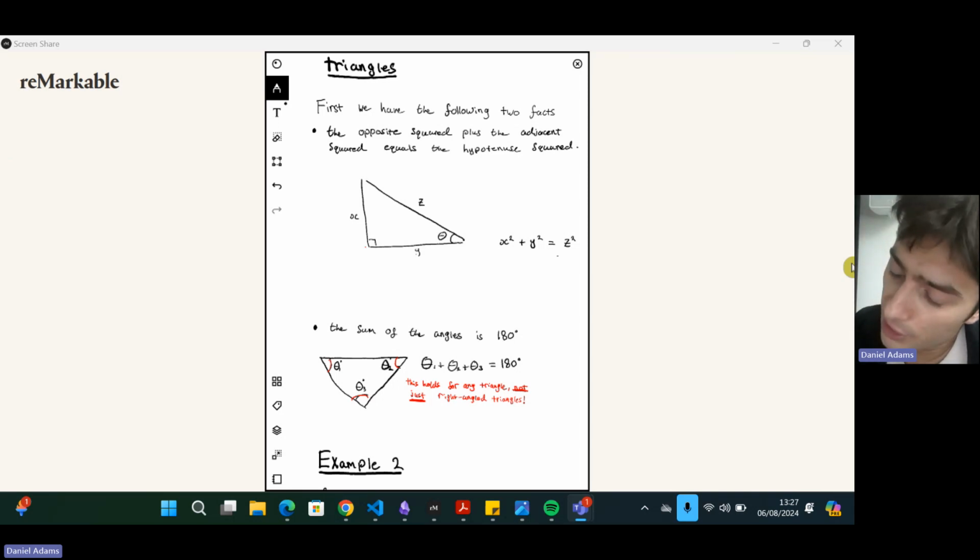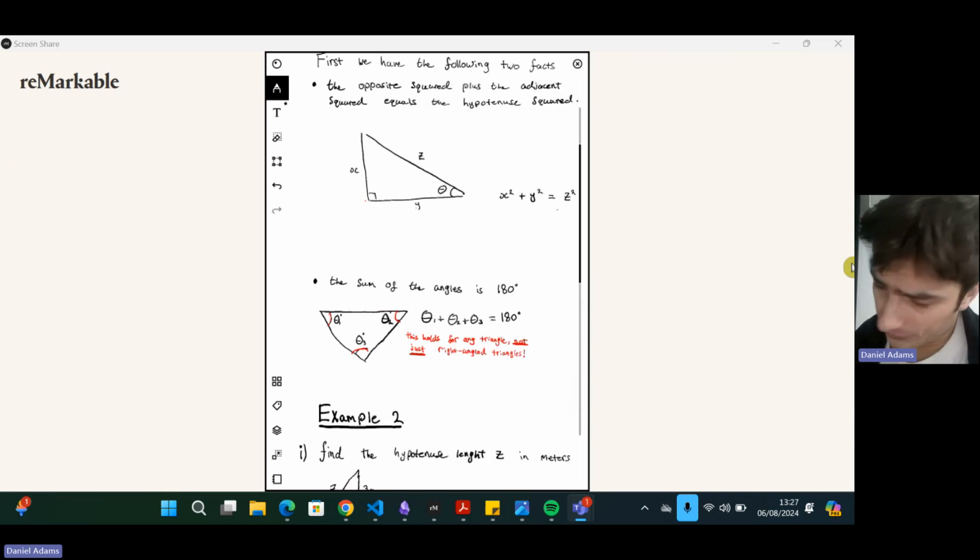What the theorem says is, if you look at the hypotenuse of your triangle, which is Z, and you square it, then this is equal to the sum of the squares of the other sides. So it's equal to this side squared plus this side squared. Your hypotenuse squared is equal to the sum of the squares of the other sides. So that's the first result.